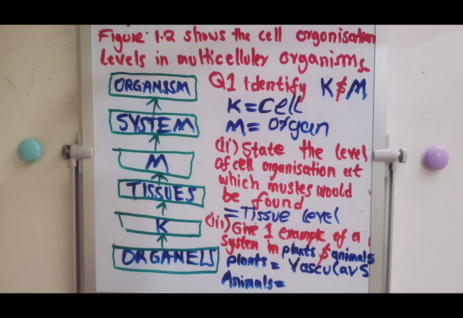In animals, they also want one. We have so many. We have the digestive system. We have the circulatory system. We have so many systems. The digestive system is the one that involves the breaking down of food substances when an organism eats. All right, so you can write any of them.